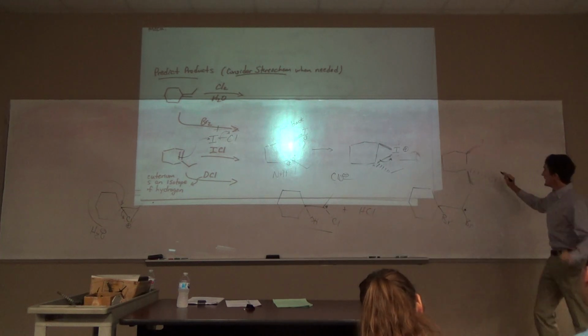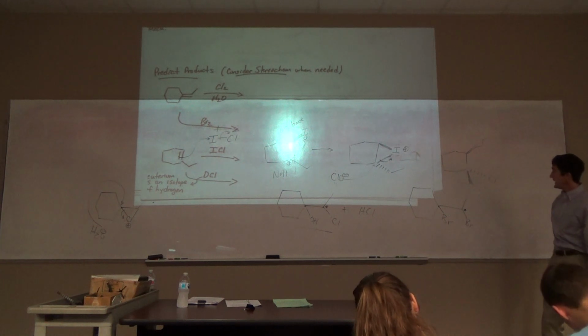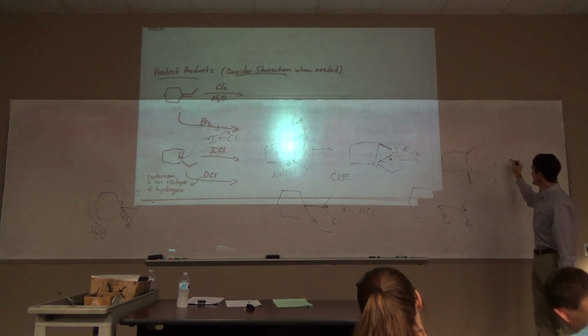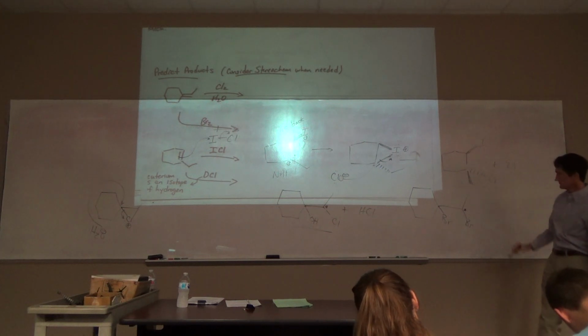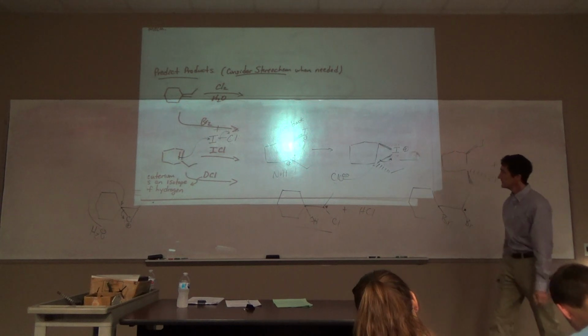Can you guys see in the back? This would be your outcome here. The iodine and Cl would be anti or trans. But you would also get an enantiomer, and the enantiomer would be the mirror image. That's where all this is reversed.